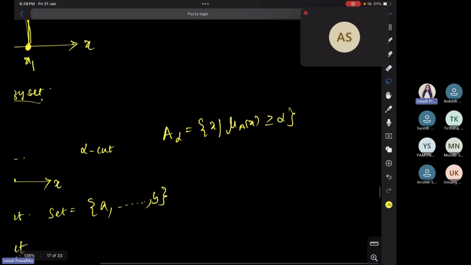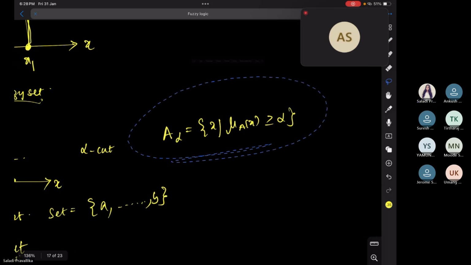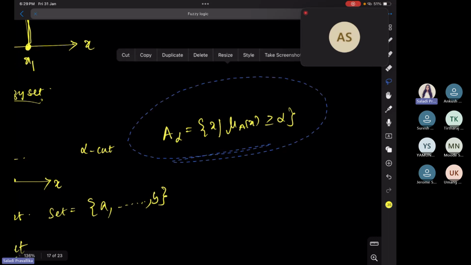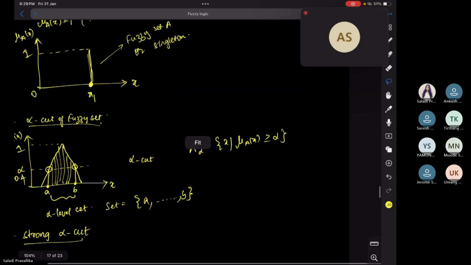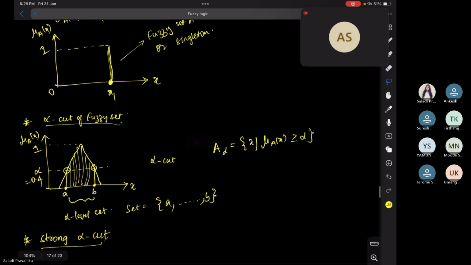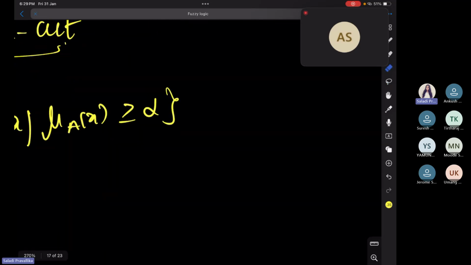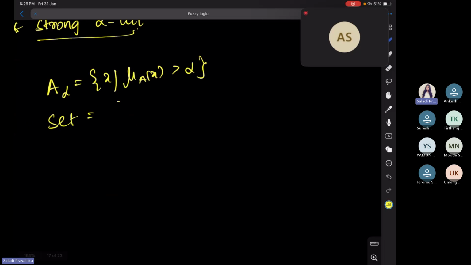But if I take the strong alpha cut, what I have to do is make the membership value greater than alpha. So the set will be all the values that come in between A and B, but does not include A and B. So that is the difference between alpha cut and strong alpha cut. Let us look at an example to understand.